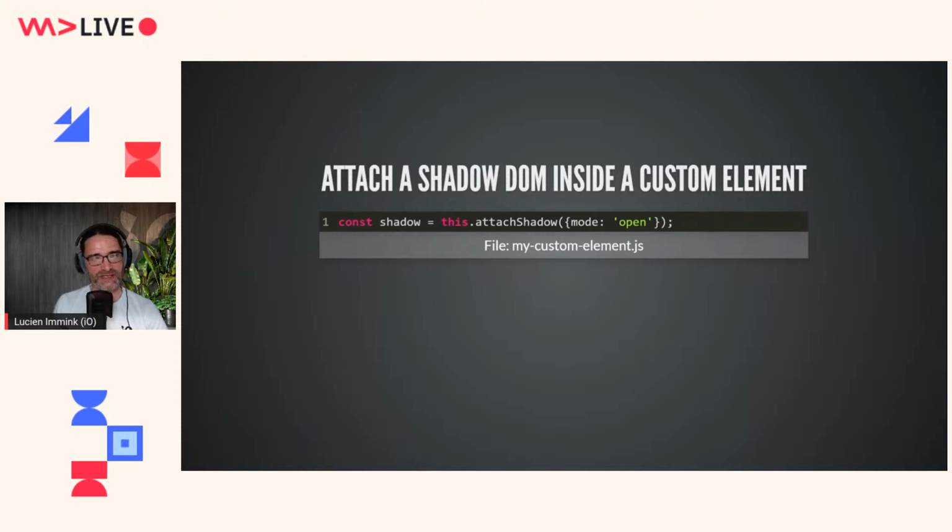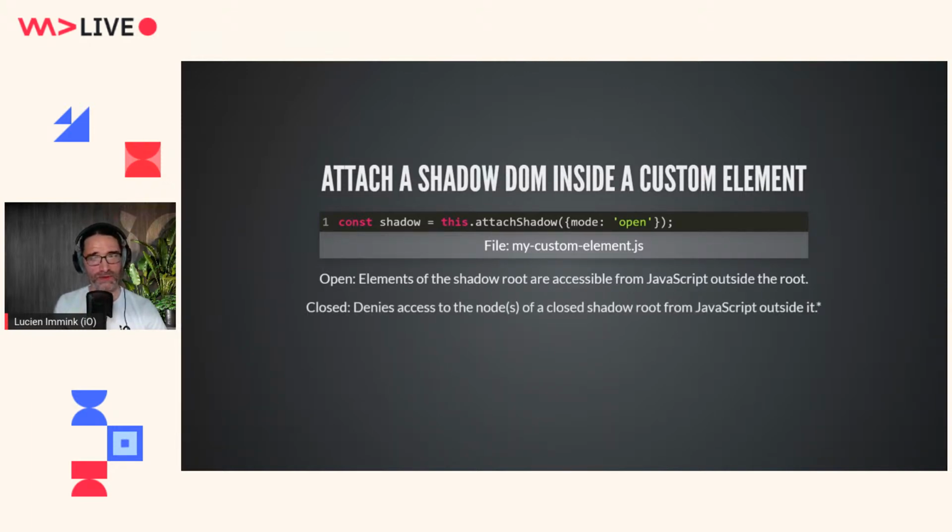To use a shadow DOM is actually quite easy within an element. So you've extended the HTML element, and after you have called the constructor and the super, you can attach a shadow DOM to this element by calling attachShadow. You can set a mode. It's either open or closed. Open means that the Light DOM can access all the elements from the shadow DOM by using JavaScript. If you set it to closed, you're saying, well, please don't touch my elements. Those are mine.